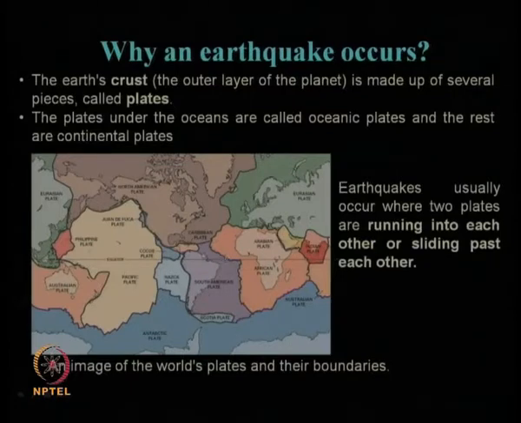Now, this is the South American plate, this is the Caribbean plate, this is the Nazca plate, this is the Arabian plate, this is the African plate, this one is the North American plate, and this is the Juan de Fuca plate, this is the Philippine plate, this is the Cocos plate, this is the Pacific plate, this is the Antarctic plate, this is the Scotia plate. So, these are the various major plates all over the world and their various plate boundaries.